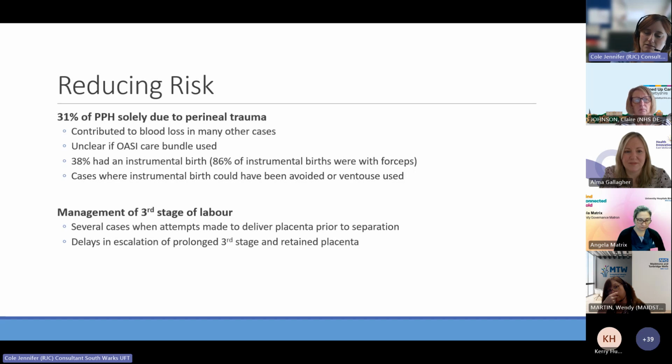And finally, with reducing risk, we also identified some of our management of the third stage, where there were several cases when different clinicians attempted to deliver placenta prior to signs of separation, in some cases leading to things like cord snapping in a retained placenta. And on the other side, when there was a prolonged third stage retained placenta, again, whether we recognised that in a timely manner and escalated that, because sometimes it's amazing how, as we all know, on labour time gets away from us, and we could have perhaps intervened sooner to reduce that woman's blood loss.